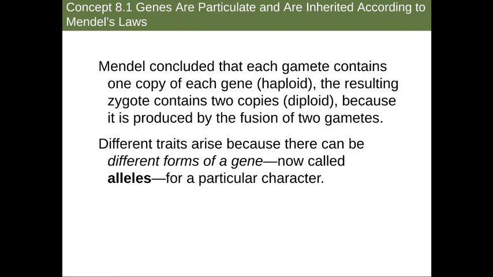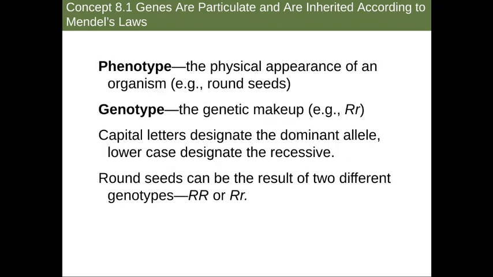This is right after fertilization, when the whole copy from one parent has come together with the whole copy from a second parent. Different traits arise because there can be different forms of a gene. Now we know this is called an allele for a particular character. So things like green peas or yellow peas or wrinkled peas or round peas. Okay, so the phenotype, this is the physical appearance of an organism. The genotype, the actual genetic makeup of it. Again, capital letters designate the dominant alleles, and recessive alleles are noted by lowercase letters.